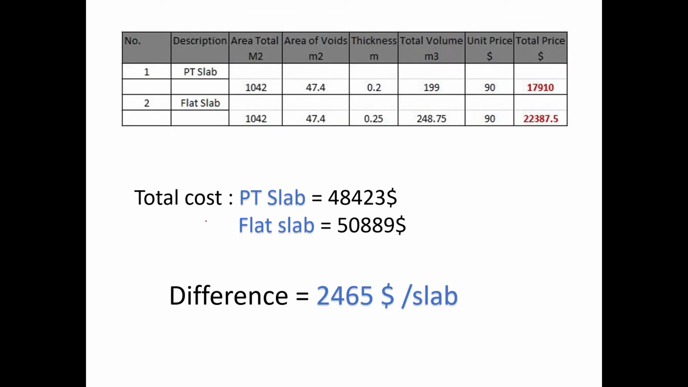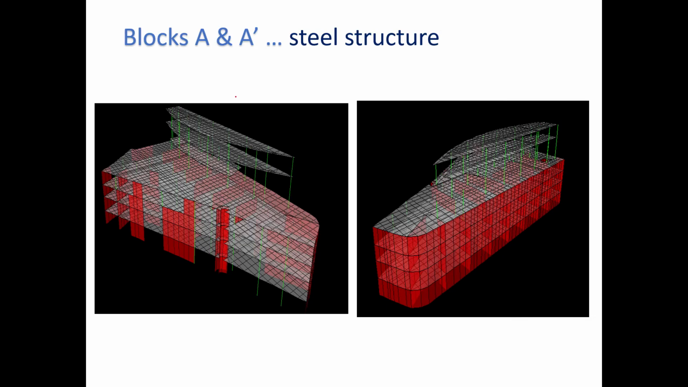We can see that the total cost of the PT slab is $48,423, and this is $50,189. So we can check the difference between these two. We can see that for each slab we are going to save $2,465. So if we have 10 slabs we are going to save approximately $25,000. So now we are going to talk about block A and A prime steel structures.